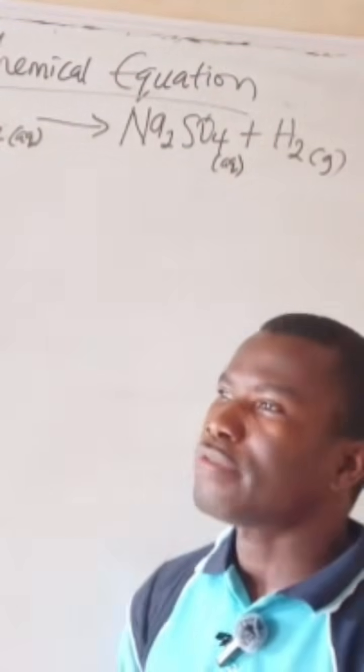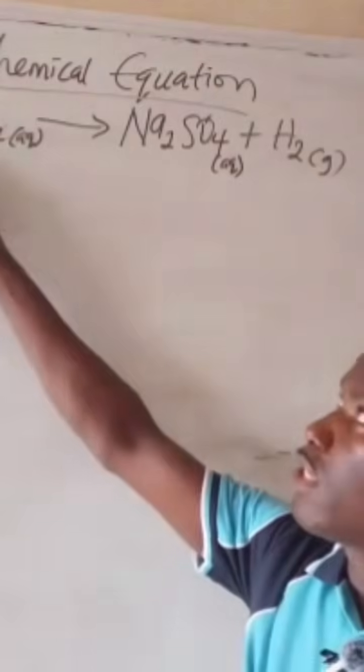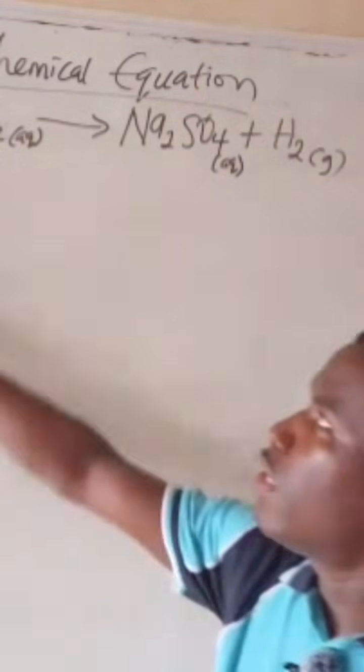So when you look at this equation as we have on the board, we have sodium reacting with tetraoxosulphate(VI) acid to give you sodium tetraoxosulphate(VI) and hydrogen. Now from this equation, the number of sodium here is 1, the number of sodium here is 2. So it's not balanced. And how do we now balance it?